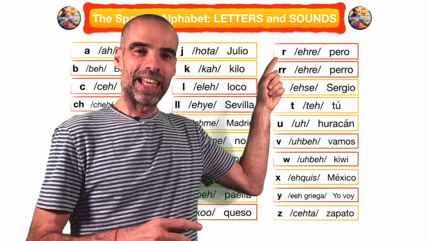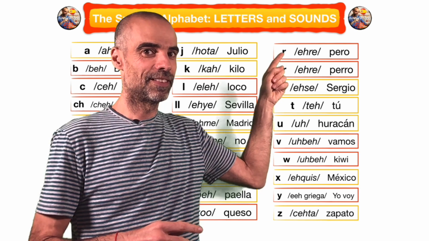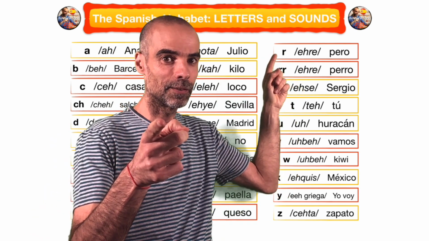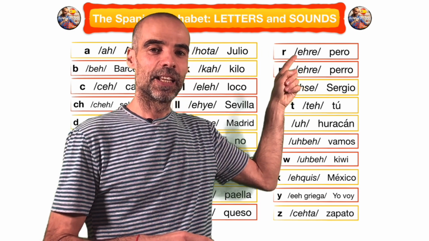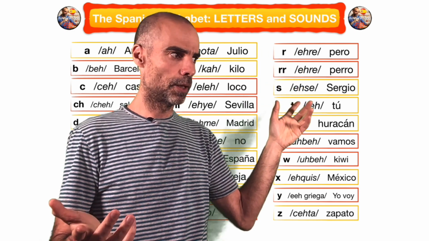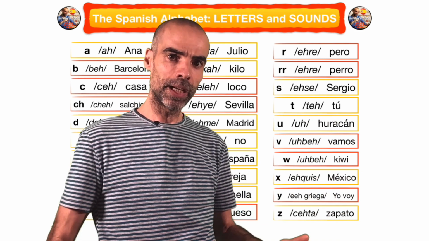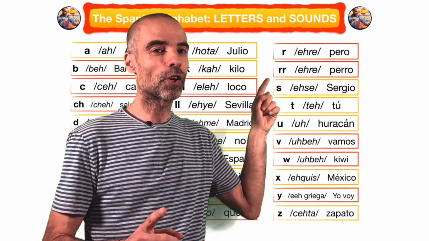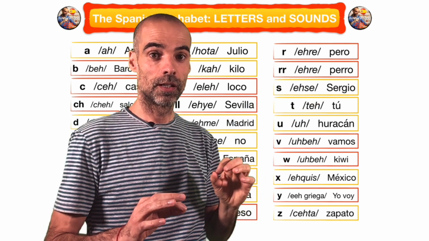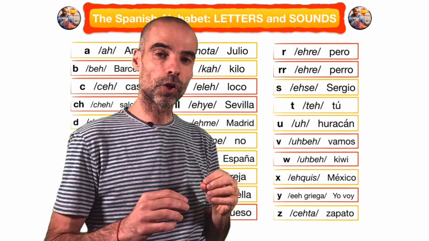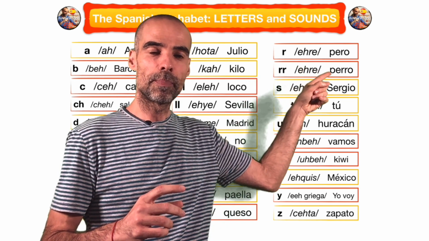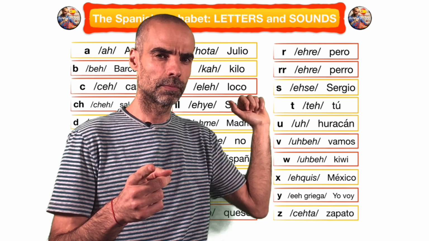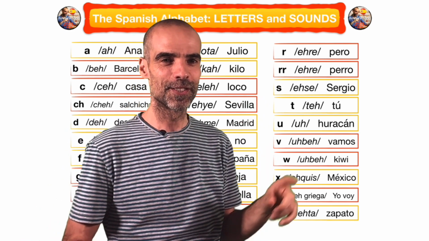We continue. R. Oh, this is one of those letters that gonna give you some problems, but not here. We sort it out. R. Pero. But. Pero ¿por qué? But why? Pero. Ro. Pero. Double R. Perro, which is dog. Dog. Perro. Pero. Perro. ¿Sí? Muy bien. Ok, very good.